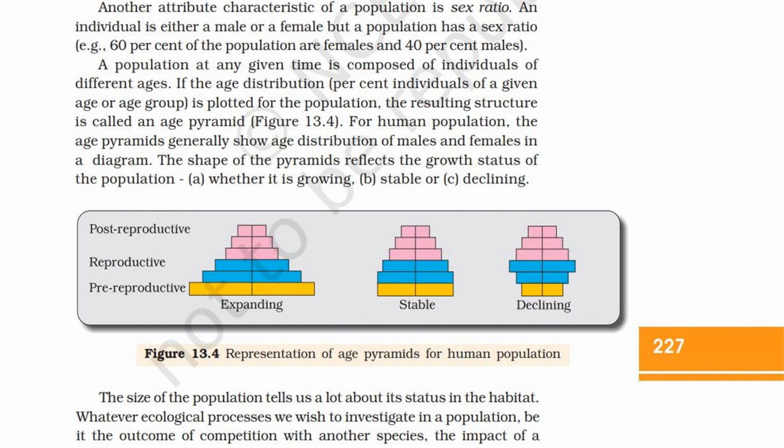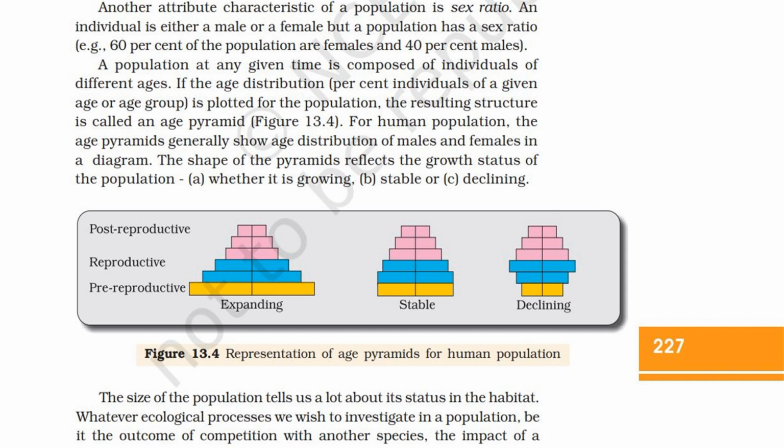Another attribute characteristic of a population is sex ratio. An individual is either a male or a female, but a population has a sex ratio. Example, 60% of the population are females and 40% males. A population at any given time is composed of individuals of different ages.